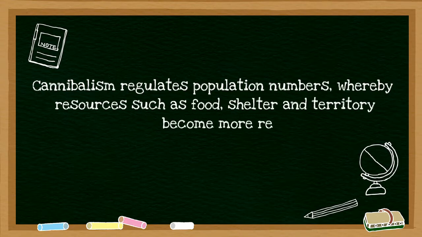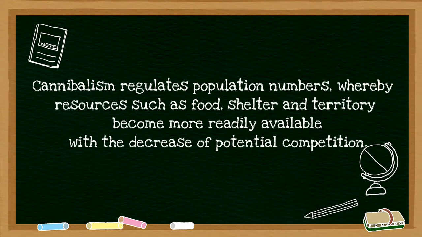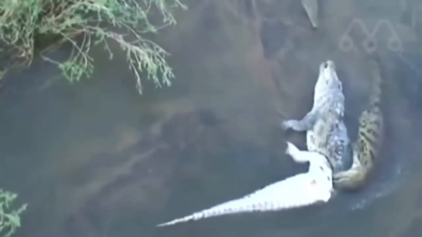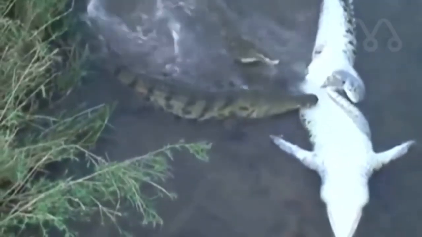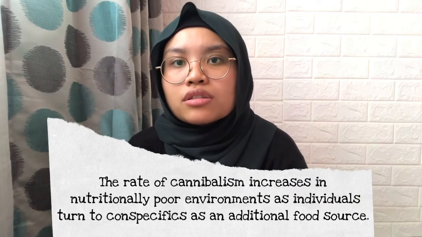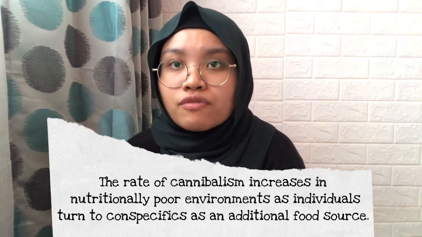Why does cannibalism occur? In the context of the question why, meaning what is the purpose of this interaction in the population, cannibalism regulates population numbers, whereby resources such as food, shelter, and territory become more readily available with the decrease of potential competition. For example, larger crocs prey on the juveniles, which keeps their number stable and keeps other food sources and resources from becoming scarce. The rate of cannibalism increases in nutritionally poor environments as individuals turn to conspecifics as an additional food source.